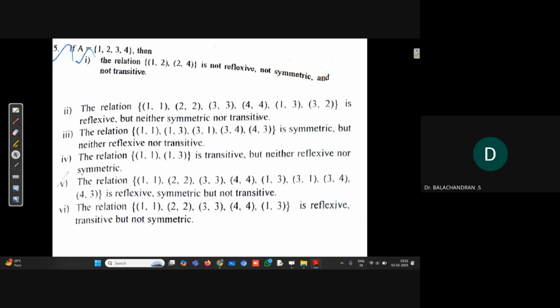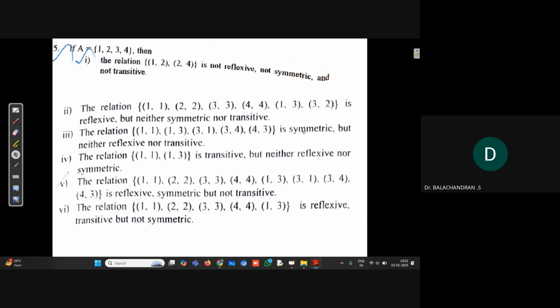Not transitive. Why is it not transitive? Check it. Yes, (3,3) and (3,2) are here. (1,3), yes, (1,3) and (3,2) are here. So (1,2), please check it, (1,2) is not here. That's why it is not transitive.